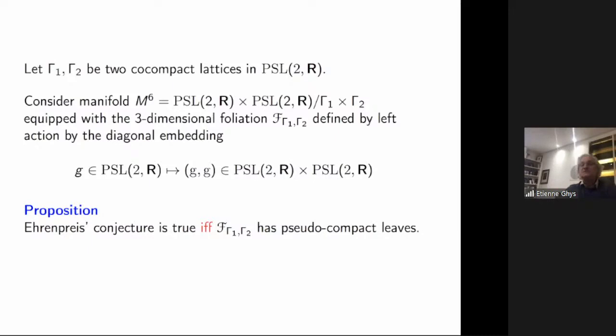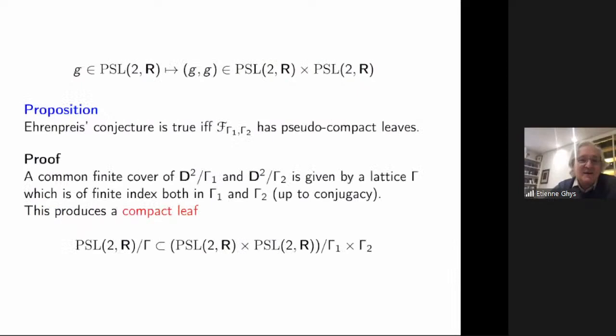So let me explain why this is the case. I'm not claiming at all that I'm providing another proof of the Ehrenpreis conjecture. I'm just rephrasing it in such a way that I can propose further open questions that might be interesting. So let me explain why this equivalence holds. That's rather easy. Suppose, first of all, that the two Riemann surfaces, disk modulo gamma 1 and disk modulo gamma 2, have a common unbranched holomorphic cover. Well, this is equivalent to saying that these two lattices, gamma 1 and gamma 2, have a common finite index subgroup up to conjugates.